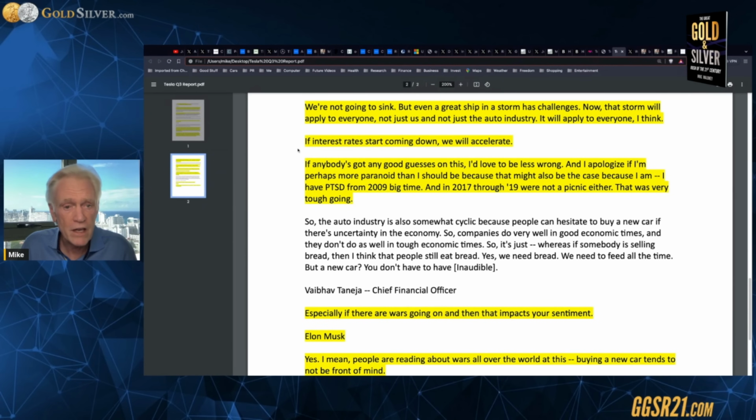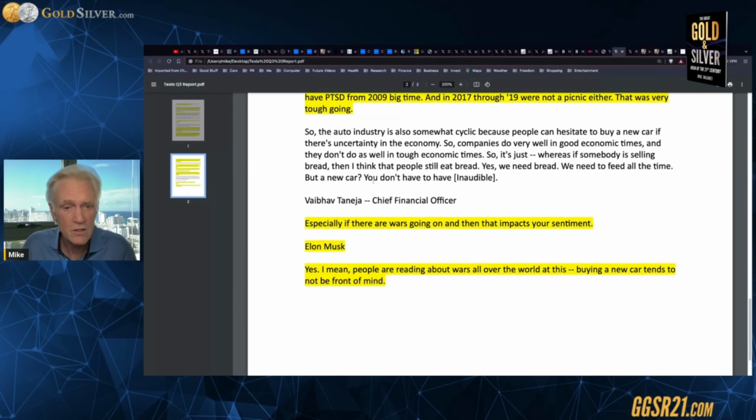I think if interest rates start coming down, we will accelerate. If anybody's got any good guess on this, I'd love to be less wrong. And I apologize if I'm perhaps more paranoid than I should be, because that might also be the case, because I have PTSD from 2009 big time, and 2017 through 2019 were not a picnic either. That was very tough going.